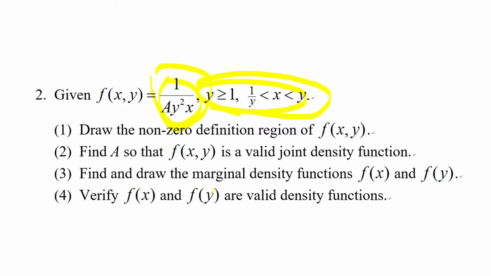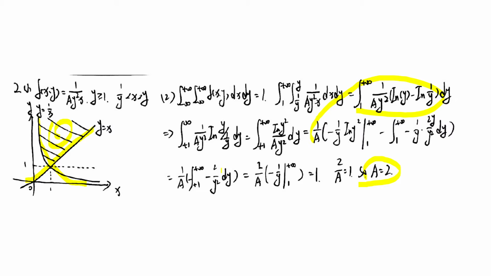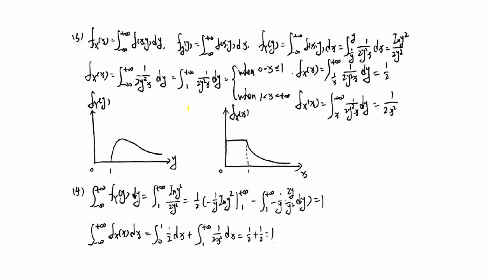And find and draw the marginal density functions f(x) and f(y). With the definition of marginal density function, f(x) equal to the integration over y of f(x,y) from negative infinity to positive infinity, and f(y) equal to the integration over x of f(x,y) from negative infinity to positive infinity. So we can just apply these two formulas here to find what f(y) and f(x) look like.